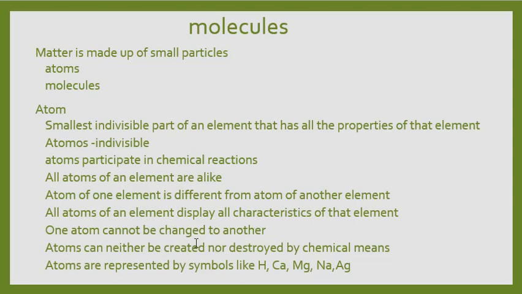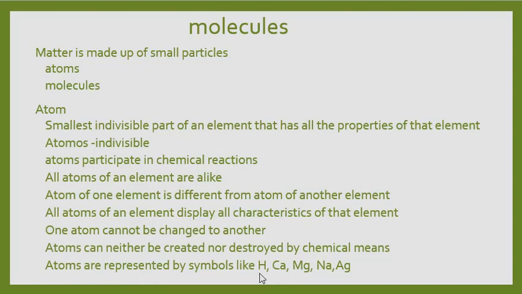Atoms can neither be created nor destroyed by chemical means. You cannot chemically create or destroy an atom. The atom will remain the same. But what will happen? Energy will be released and it will combine in a different form, participate in a chemical reaction and become something else. So when that happens, energy will be released or energy will be absorbed. That means heat will be released or heat will be absorbed.